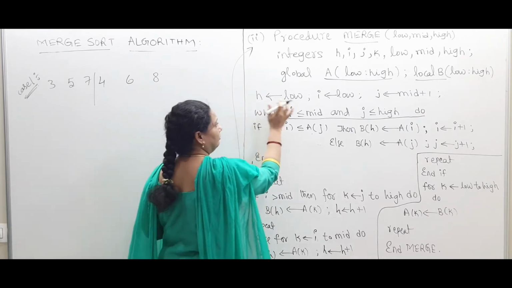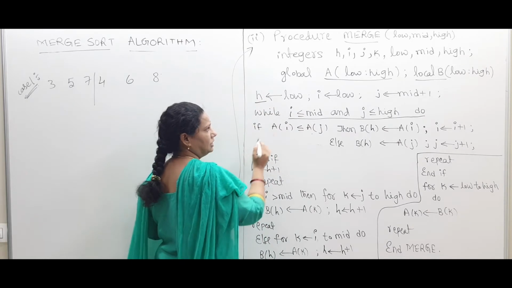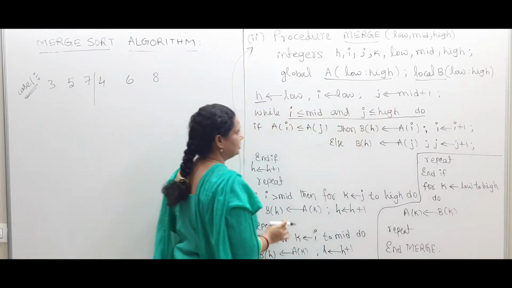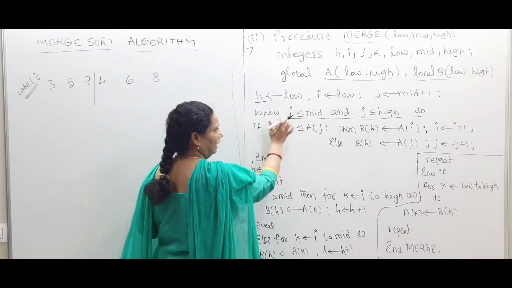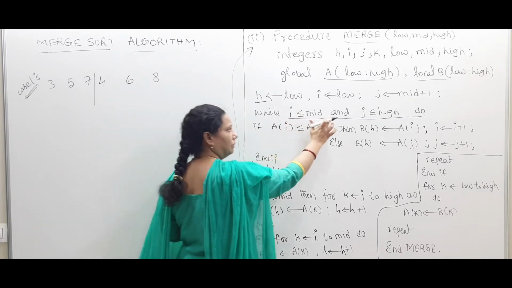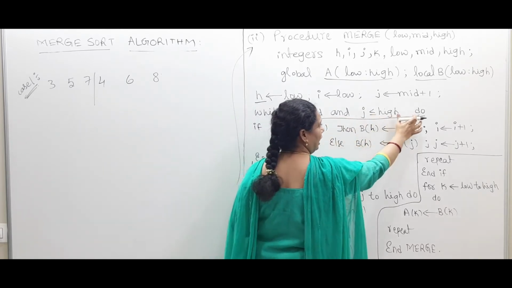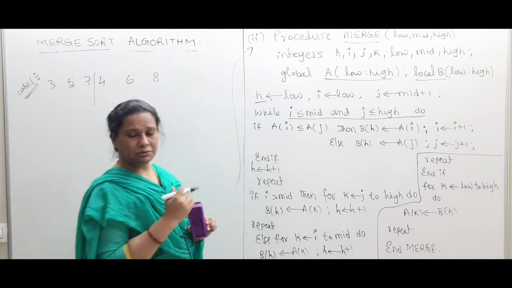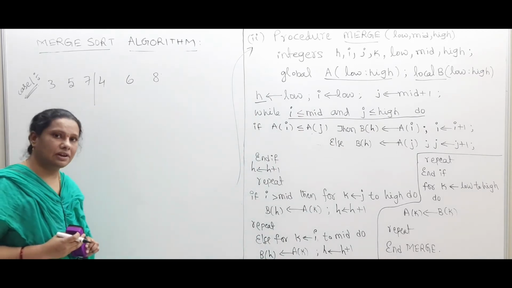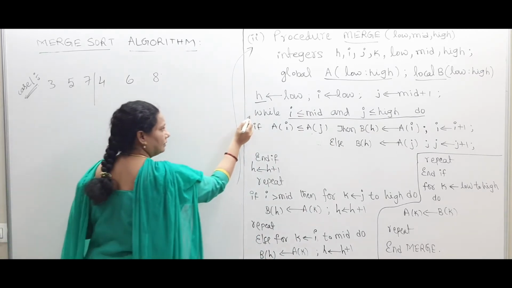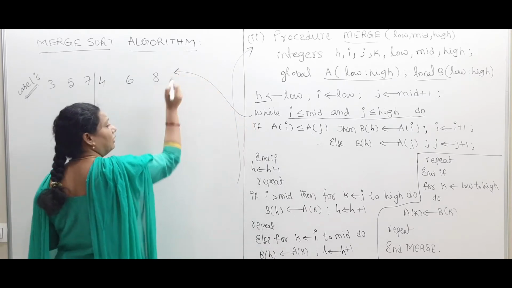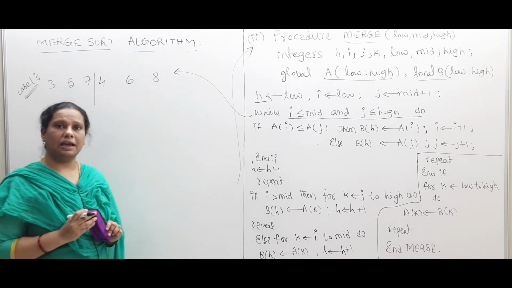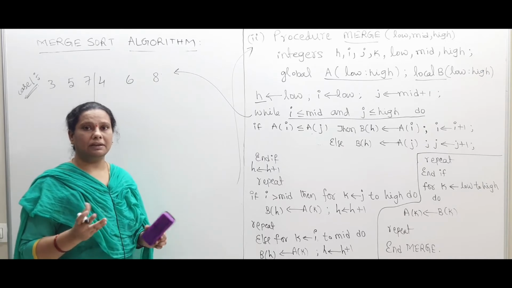Now I am taking one more variable, H, here. This is my I and this is my J. Here I have written a condition: while I is less than or equal to mid and J is less than or equal to high, do some transformation. What is the transformation? For simplification, I am explaining this concept by taking cases.